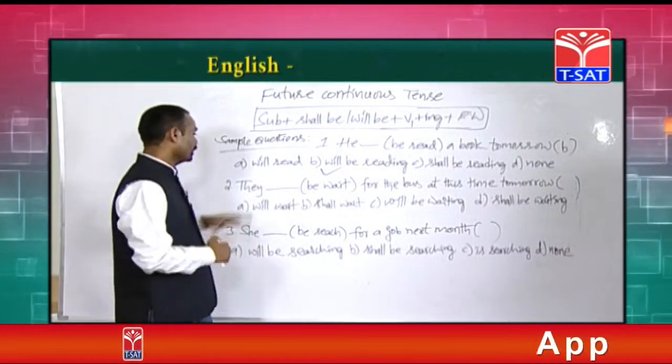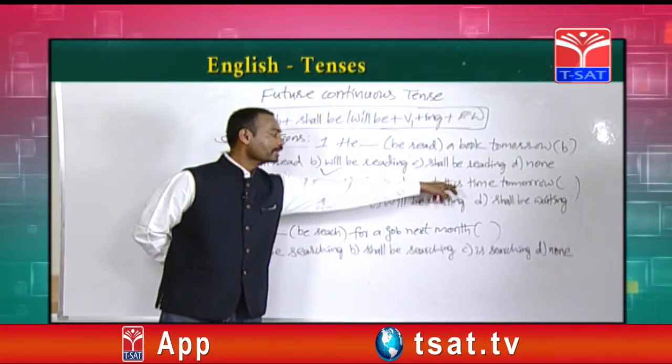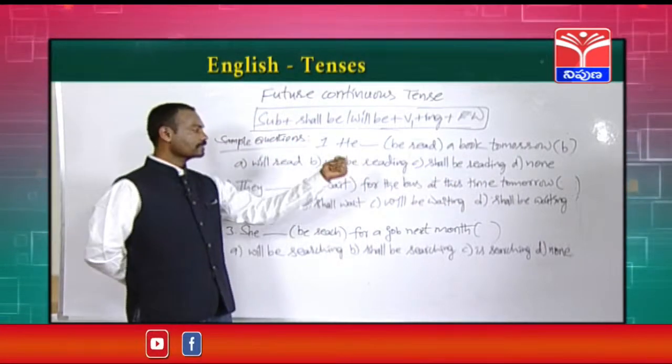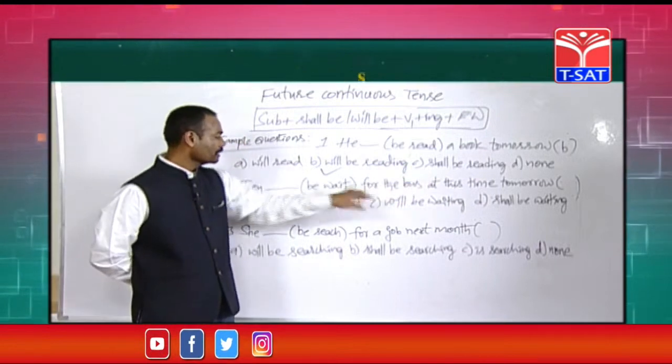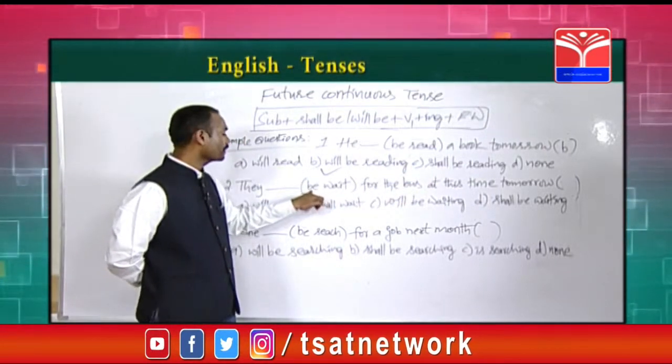Let's see the second example. They dash, under the bracket be wait, for the bus at this time tomorrow. See, at this time tomorrow, or we can just say tomorrow also. So again, you can treat this as simple future or future continuous, but come here to find out whether it is future continuous or simple future. B form is there.